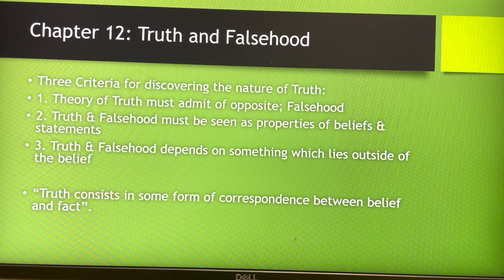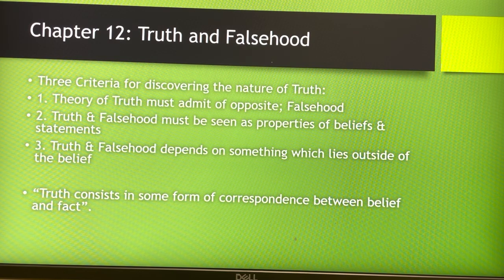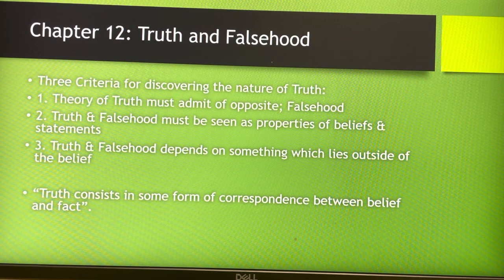Secondly, truth and falsehood must be seen as properties of beliefs and statements. And so truth and falsehood, when we come to understand them, is going to be an association with a basic statement of fact. And so if I say that Russell's Problems of Philosophy is 800 pages long, then I can look at it and I can see that no, it's only about 150 or so pages. And so I know that statement to be false.